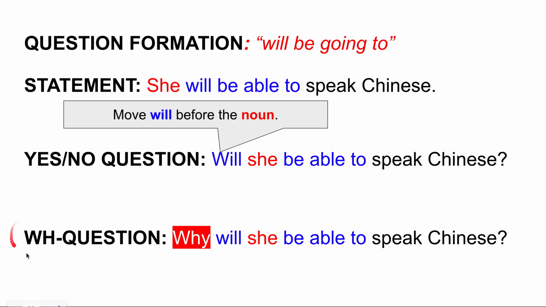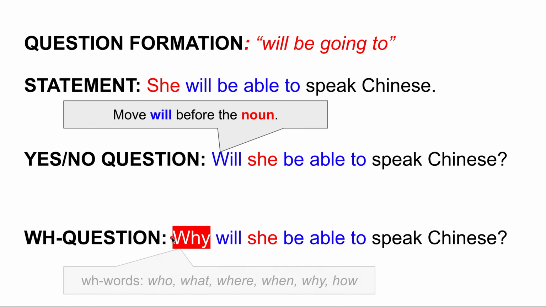And if we want to make a WH question, we just add a WH question word. So, why will she be able to speak Chinese? WH words are who, what, where, when, why, and how.